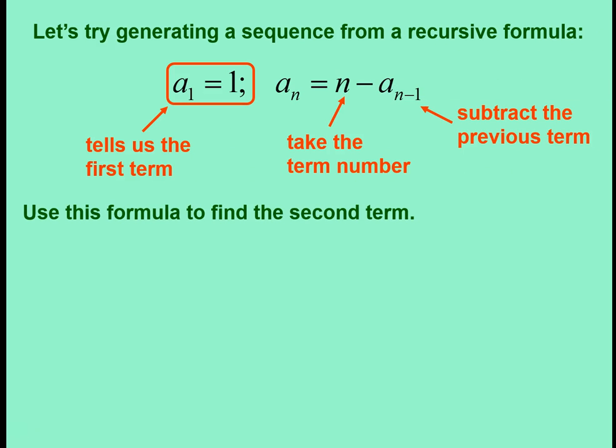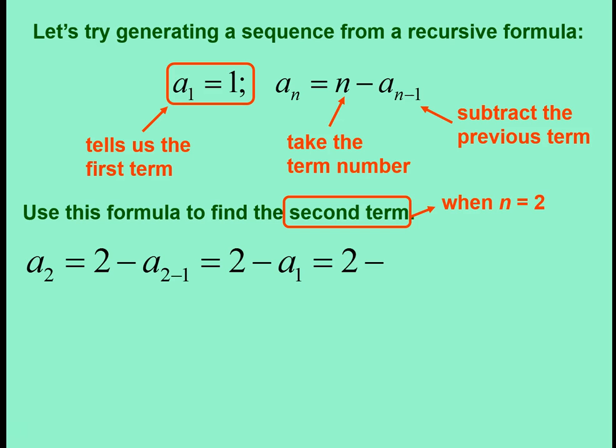So let's use this formula to find the second term. That, of course, is when n equals 2. So first of all, we write a sub 2, and we substitute 2 for n. We substitute 2 every place there's an n. So a sub 2 equals 2 minus a sub 2 minus 1, which is 2 minus a sub 1, which is 2 minus the term number minus the previous term.